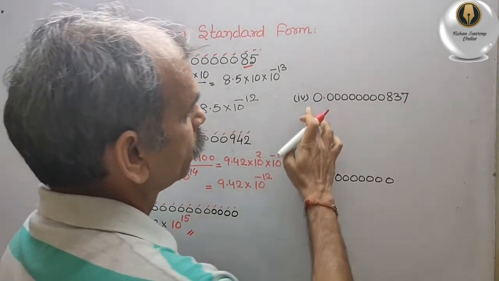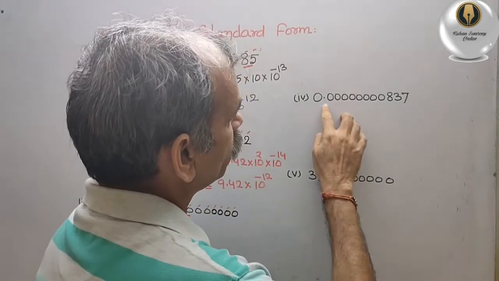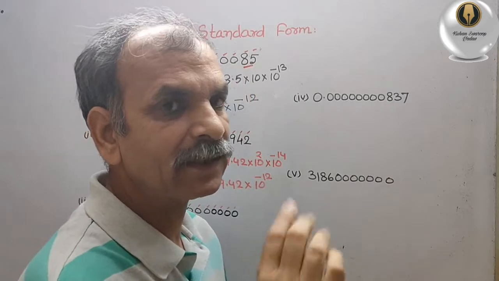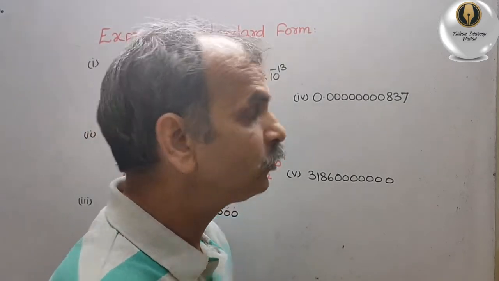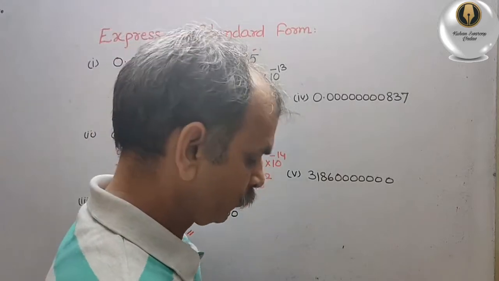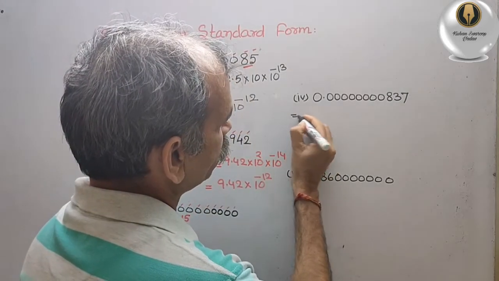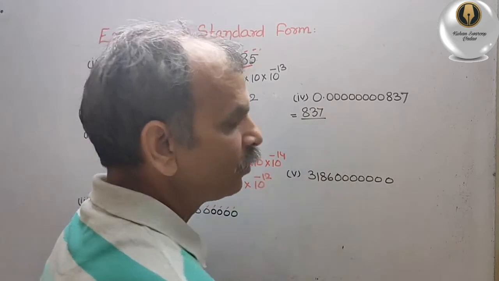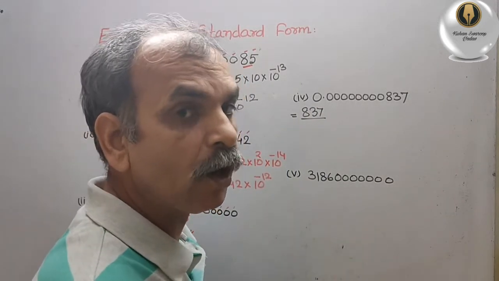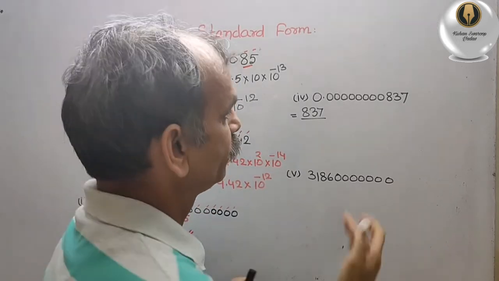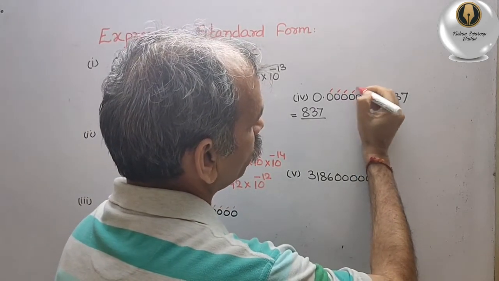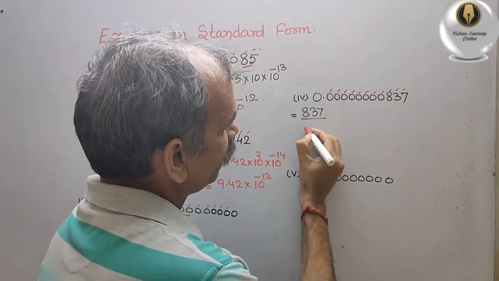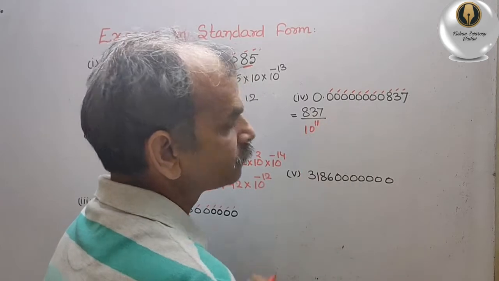Now next question, 0.0000, at last they have given 837. So what is your value? That is your 837 only. So we will write this. This is equal to 837 by, now we have to count number of digits after the decimal. That means 1 2 3 4 5 6 7 8 9 10 and 11. So we will write 10 to the power of 11 here.